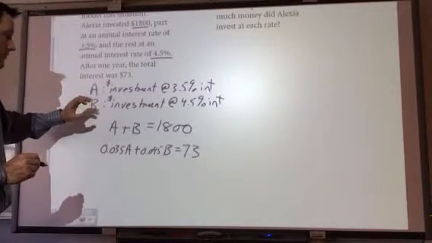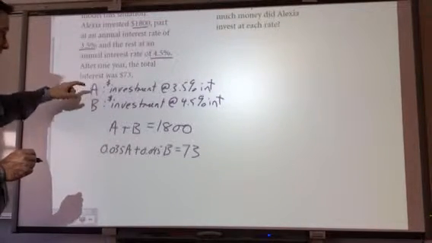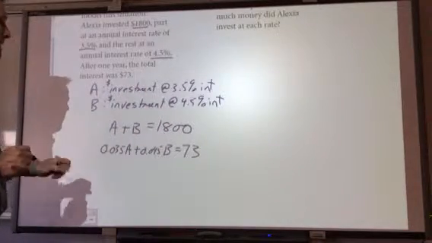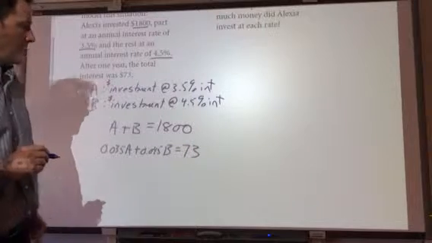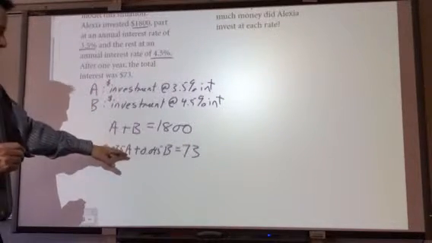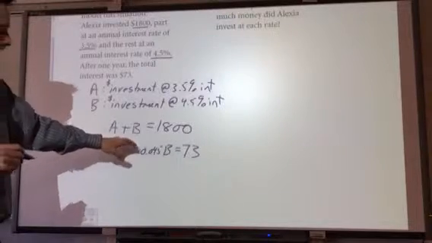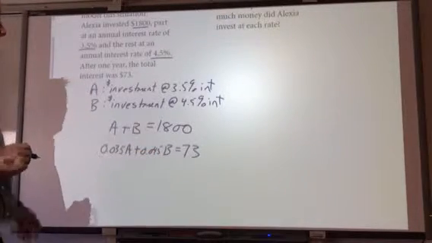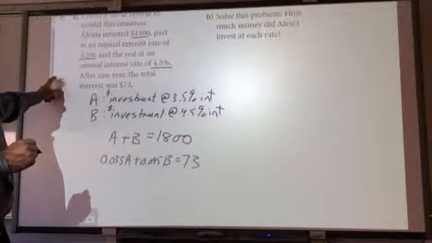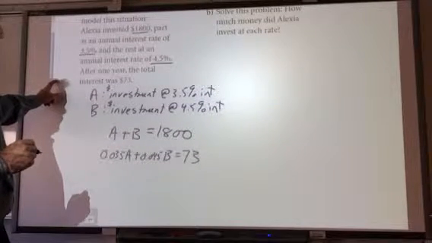I've got a combination of investments. I invested in A and B, and I invested $1,800. My interest after 1 year for that $1,800 was 73. This part represents the interest in A. This part is the interest in B. Solve this problem. How much money did Alexia invest at each rate?